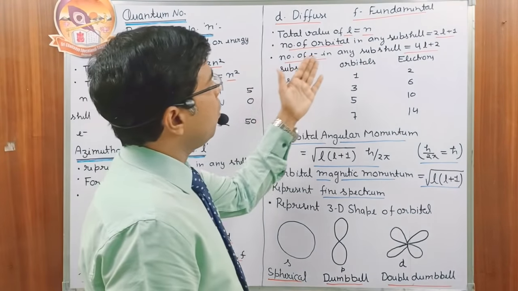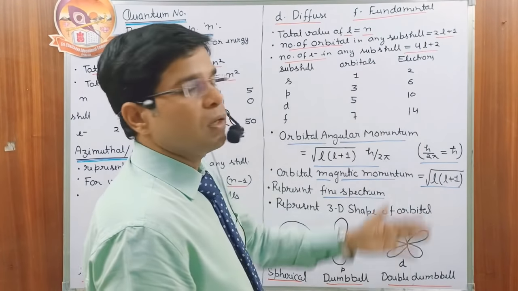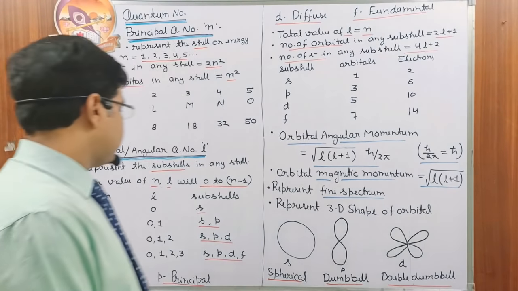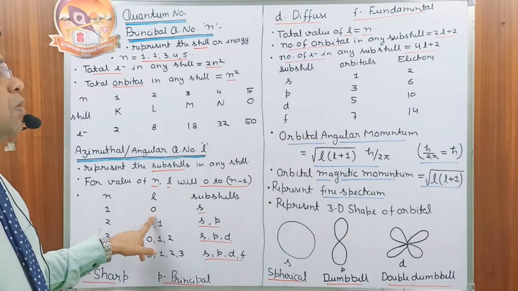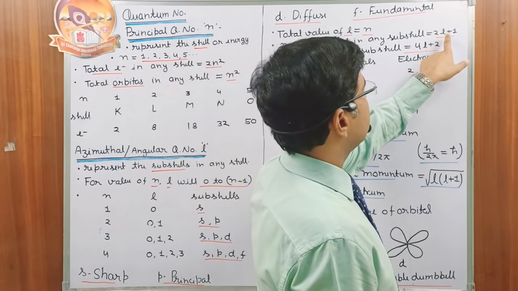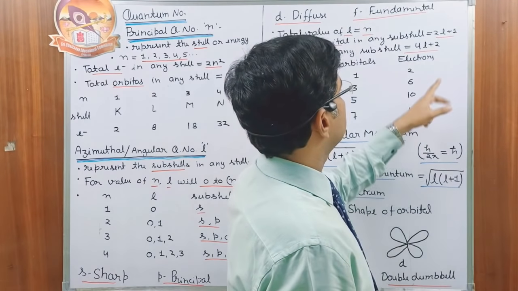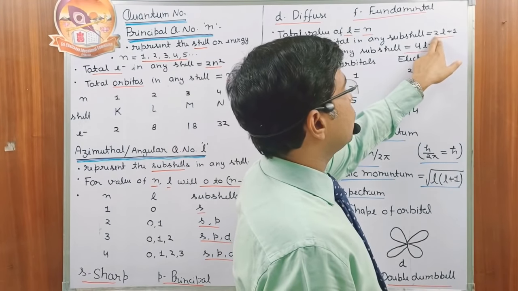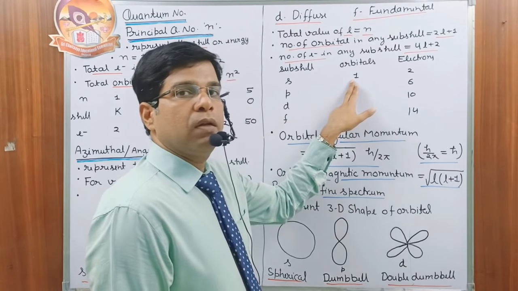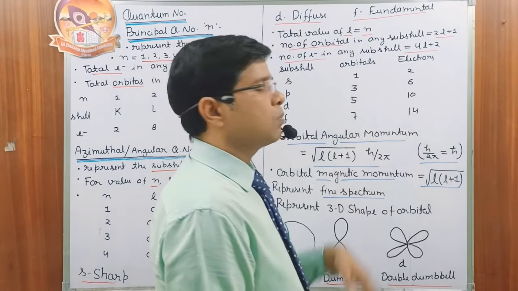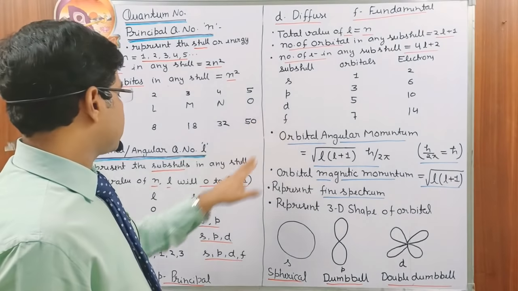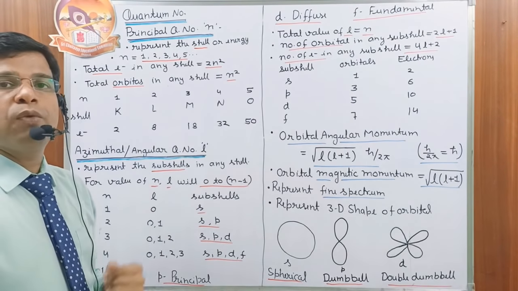Then the number of orbitals in any subshell is given by 2l plus 1. For the s subshell, l is equal to 0. If we put l equal to 0, then what do we have? 2 into 0 is 0, plus 1 is 1. So how many orbitals do we have? One orbital. In one orbital, how many electrons are possible? 2.